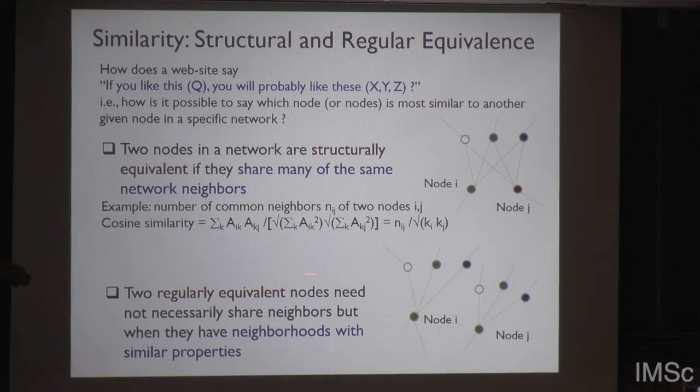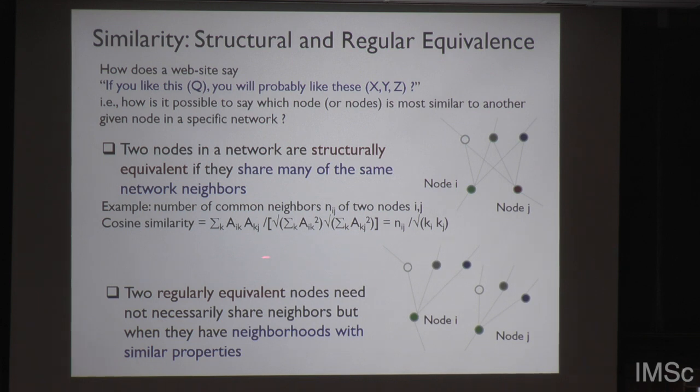So this could be measured by a measure like cosine similarity, where you're just asking how many common neighbors do I have, divided by the square root of the product of the total number of connections that one node has and the other node has.